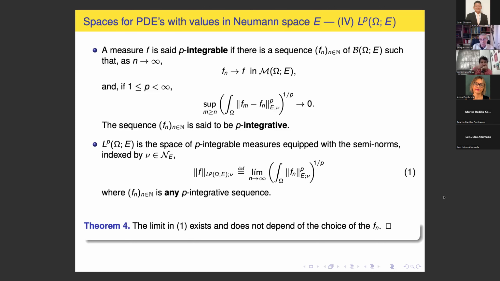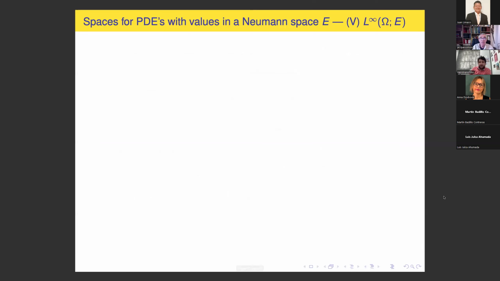And there is a theorem, which is important, which says that the limit here exists and does not depend on the choice of the sequence fn. And this is proved again in the book Integration. And at the end, if I have time, maybe I will give hints of the proof. It's not so complicated, but it needs some time.